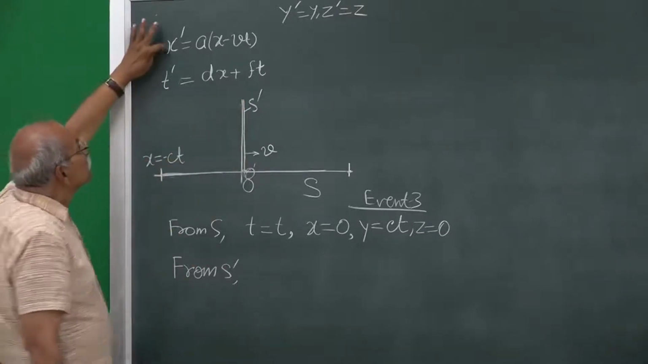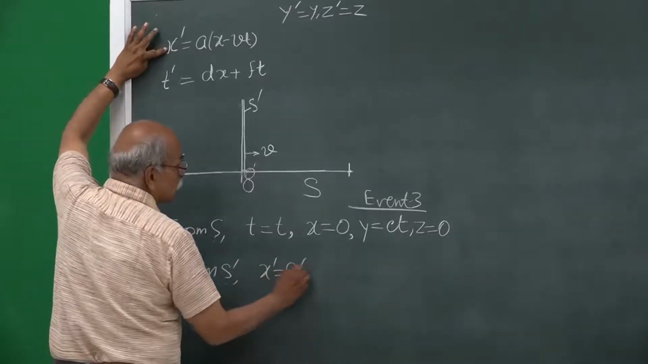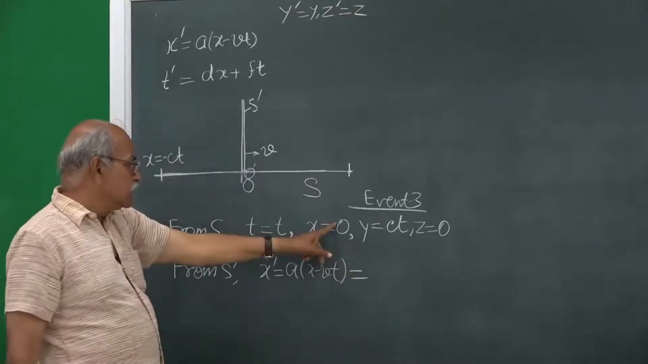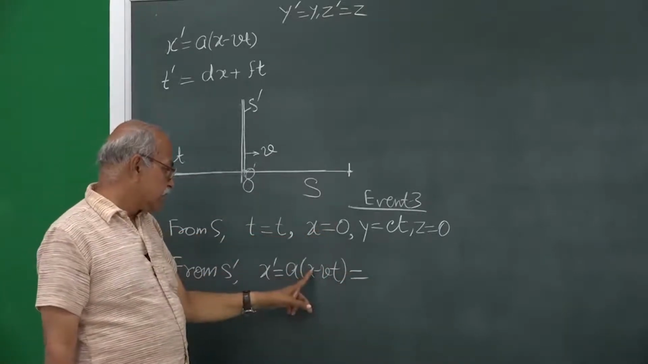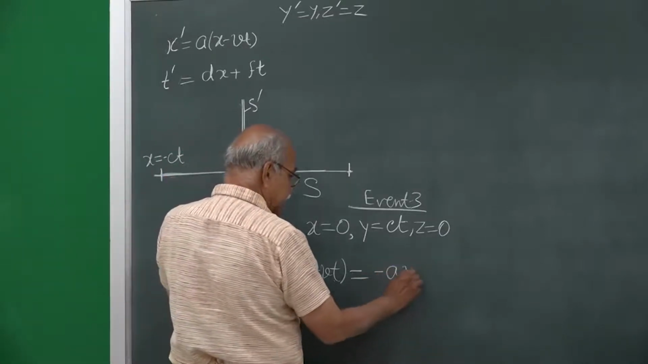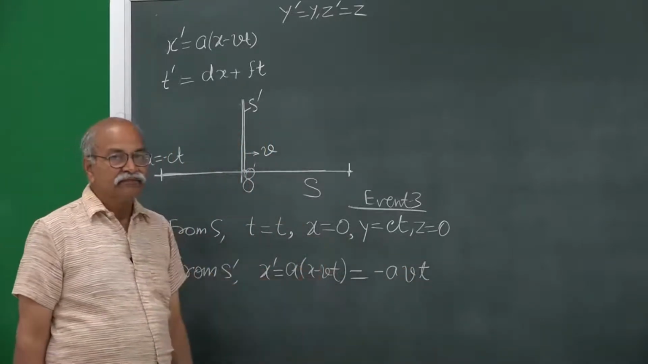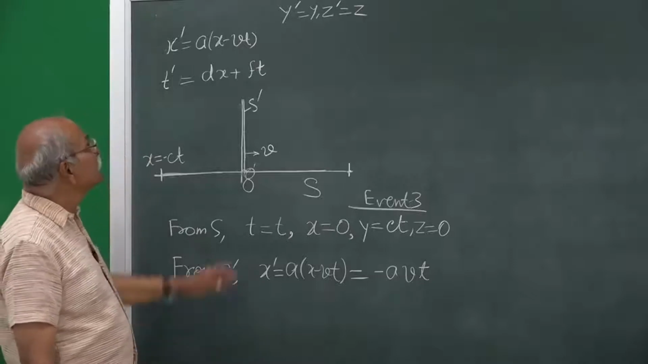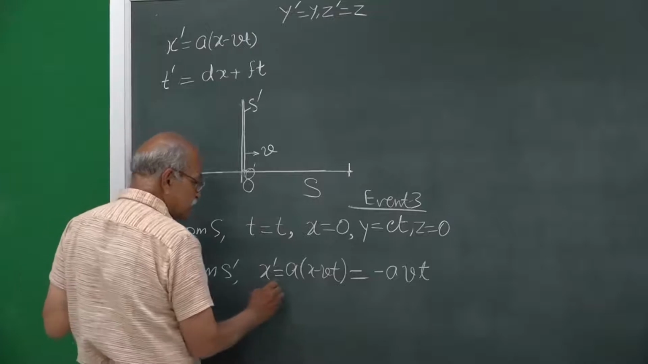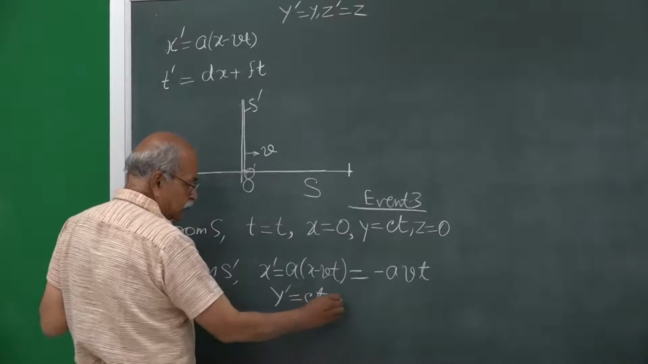So, x prime is equal to a into x minus v t, and x is 0. So, I will put 0 here and therefore, x prime will be minus a v t. Y prime is equal to y, and y is c t. So, y prime is equal to c t, and of course, z prime is 0.